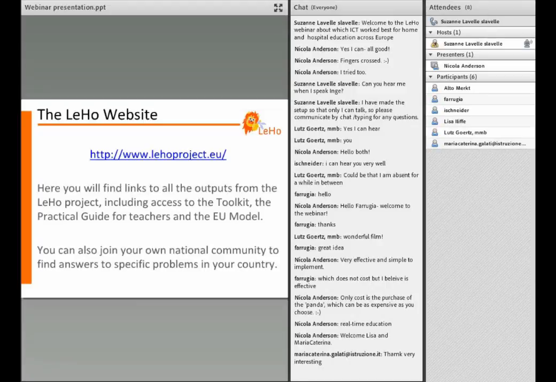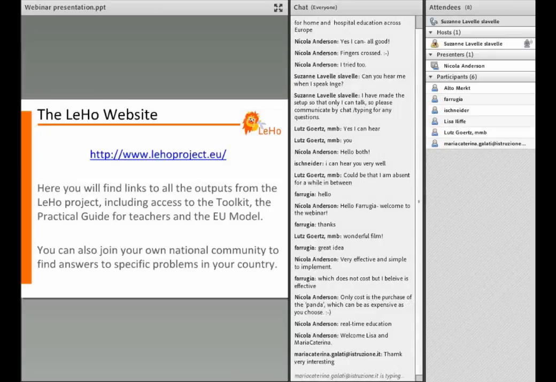You can also join your own national communities on the LEHO website. So if you have any specific problems in your own country, you can actually join your national community and see if there is anything there in your own language that might be able to help you.